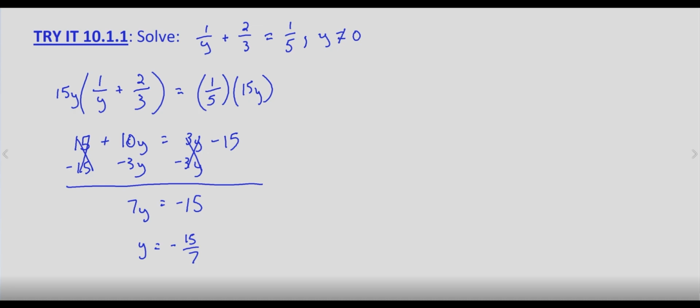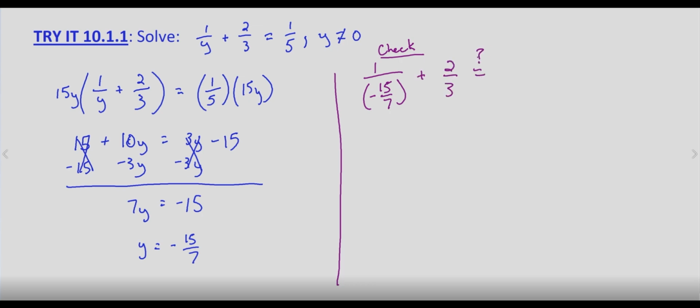So now that we've solved for our variable, we will check the solution. We do that by substituting what we solved back into the original equation. So 1 over negative 15 sevenths, and again this is our check, plus 2/3, and we want that to equal 1/5. So 1 divided by negative 15 sevenths, that's going to be negative 7/15. The reason for that is because we're dividing by a fraction, so we multiply by the reciprocal.